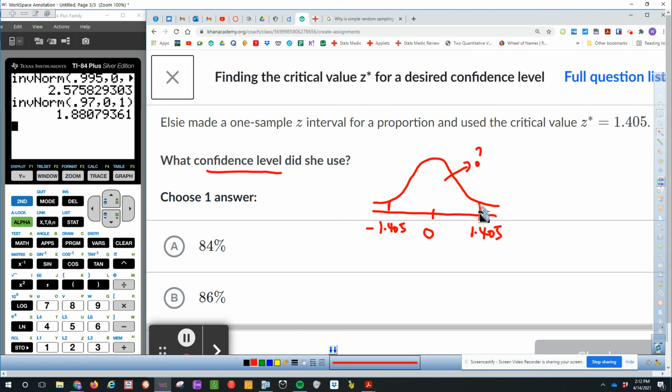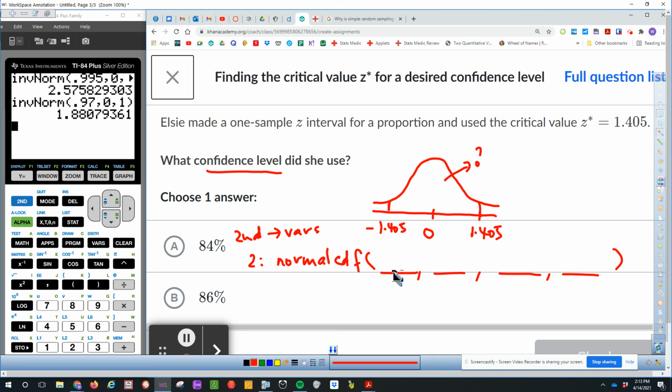The easiest thing to do, it's actually a very quick way to find the answer, is you go to normal CDF. Okay? And how do you get to normal CDF? We go to second, and then we go to vars, and then we pick number 2. Anyway, so there are 4 things that you need.